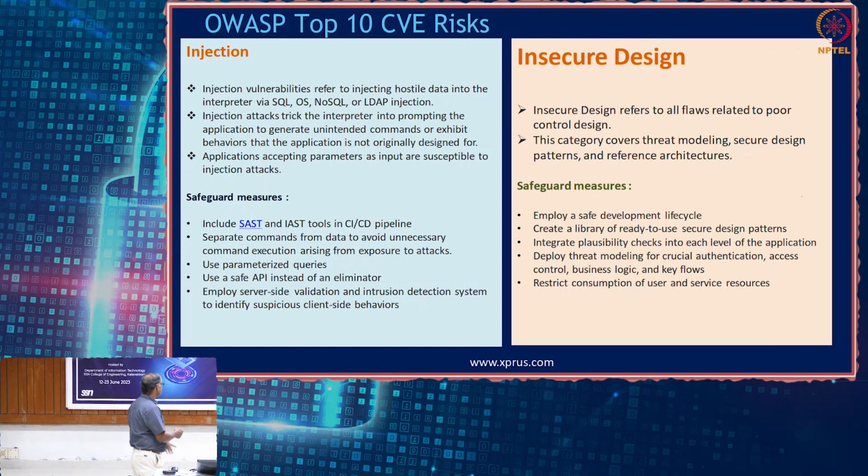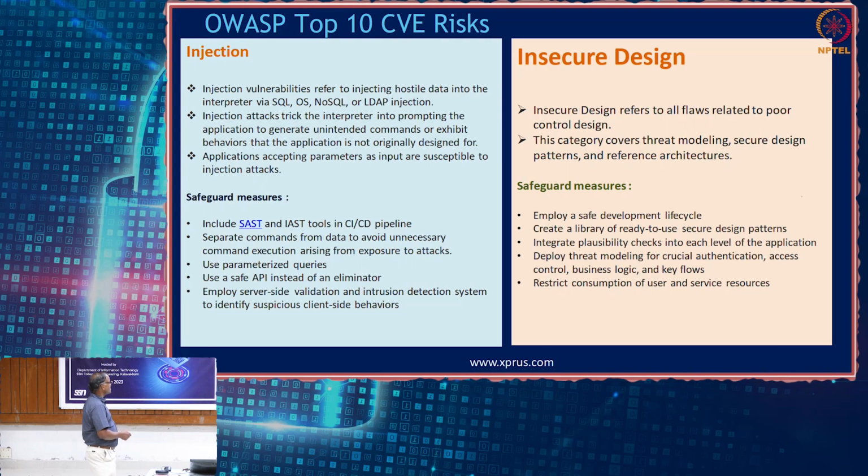We talked of SQL injection and all those things, right? So it could be through SQL, operating system, NoSQL or LDAP. LDAP is more like an access control thing. So we talked of SAST, static application security testing, right? And dynamic application security testing. Parameterized queries, we said. Don't hard code the query, use parameters so that you don't know what to pass, right? So you will minimize the risk. Use a safe API instead of an interpreter. Server side validation and intrusion detection system. So these are best practices and guidelines.